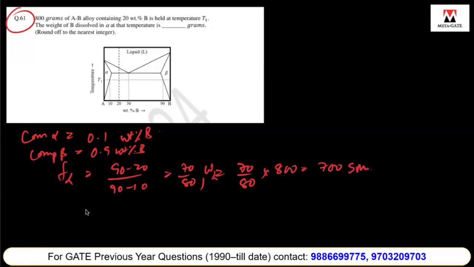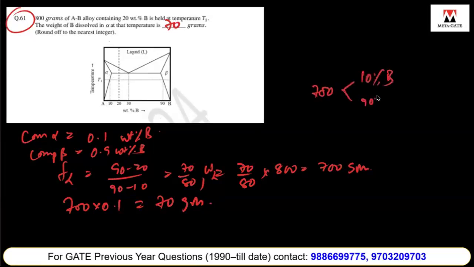And now, the weight of B dissolved in alpha at that temperature is. So the weight of B dissolved is nothing but 700 grams, the weight of alpha, into 0.1, because it is 10 percentage given. So it is equal to 70 grams. The weight of B dissolved in alpha at that temperature is 70 grams. Since alpha contains 10 percentage of B, everything here is in weight percentage, 700 grams is 10 percentage of B and 90 percentage of A. So it will be 70 grams of B and 630 grams of A. Thank you.